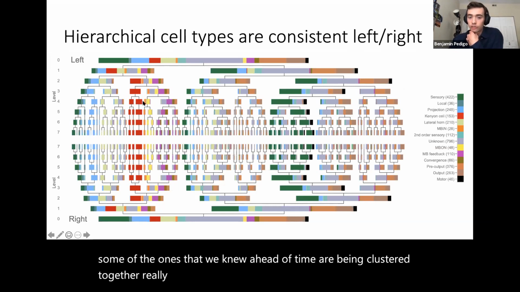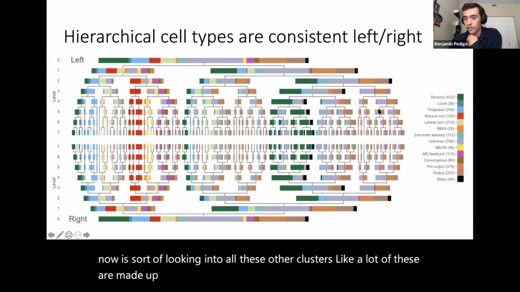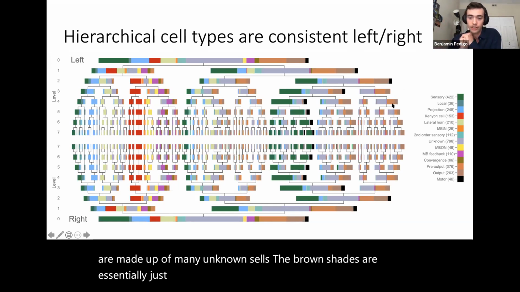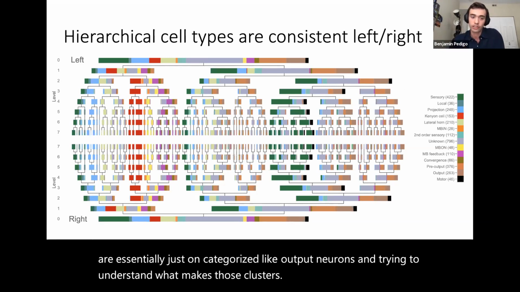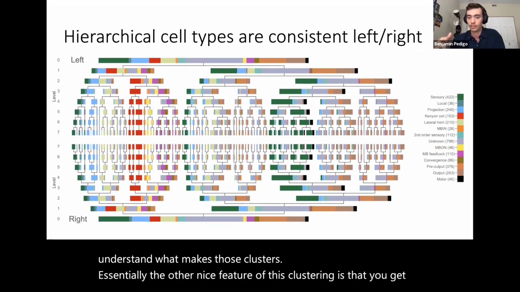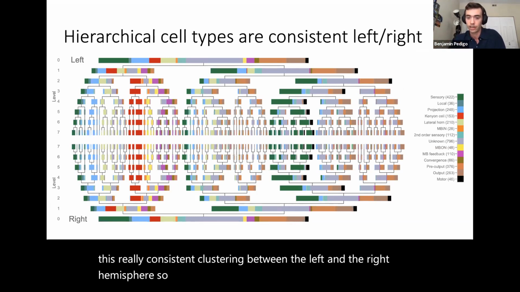And one of the things that we're doing right now is looking into all these other clusters. A lot of these are made up of many unknown cells. The brown shades are essentially just uncategorized output neurons, and we're trying to understand what makes those clusters. The other nice feature of this clustering is that you get this really consistent clustering between the left and the right hemispheres. So that's another indication that it's somewhat reasonable.